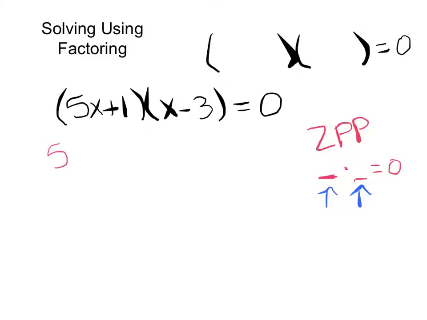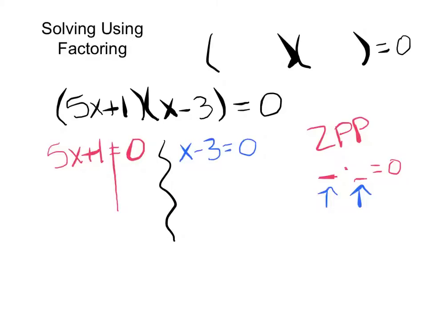So to solve using factoring, we rely on the zero product property, and what we do is we set each of our factors equal to 0. We're going to find out what number would make 5x plus 1 equal 0, or what number would make x minus 3 equal to 0. We really just have a couple of simple equations that we can solve using our do and undo, or just isolating x.